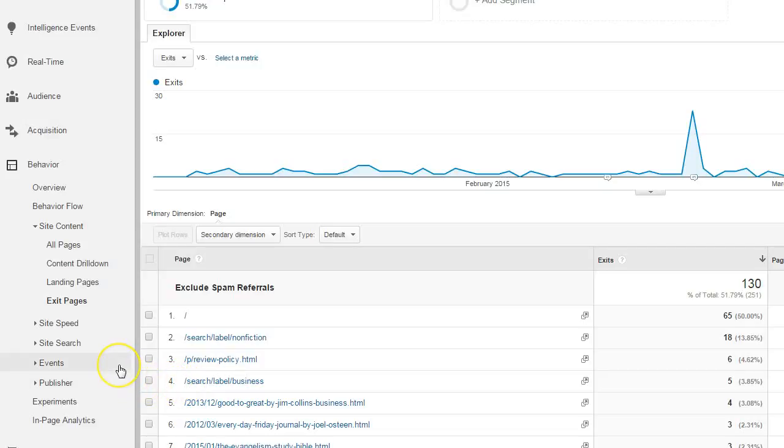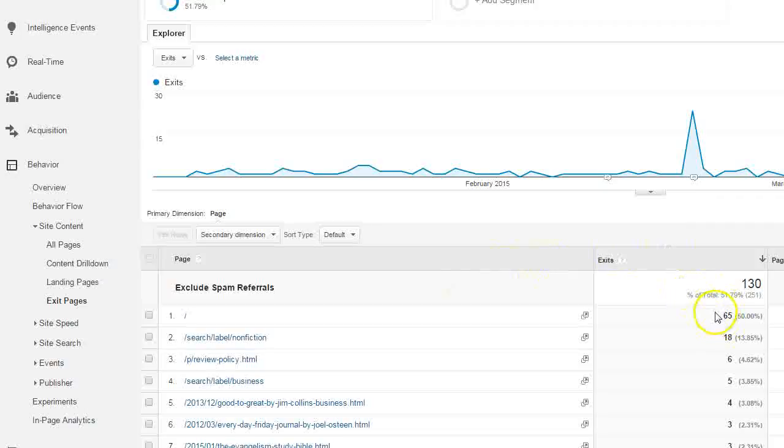At some point, people will leave your site, and you can look at where they are leaving your site from in the Exit Pages report. So in Behavior, go to Site Content and then Exit Pages. If we look over here for this blog site that has the book reviews, we can see that for the home page, there's quite a few exits from there.